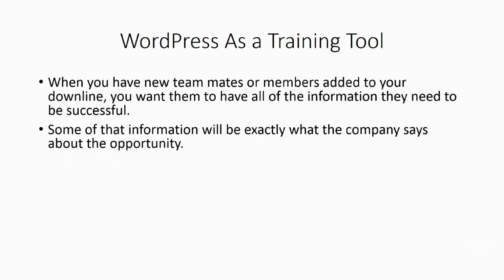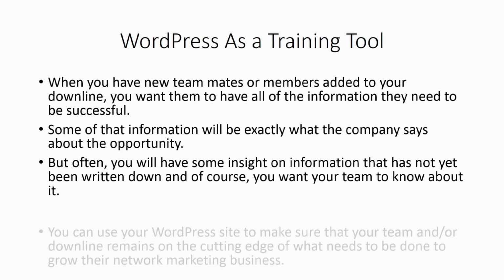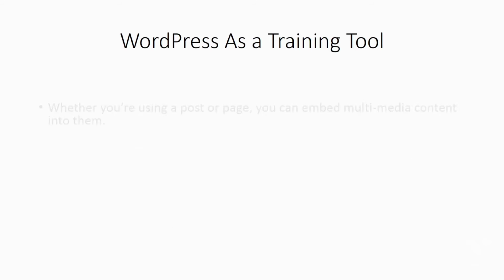Some of that information will be exactly what the company says about the opportunity. But often, you will have some insight on information that has not yet been written down, and of course, you want your team to know about it. You can use your WordPress site to make sure your team and your downline remains on the cutting edge of what needs to be done to grow their network marketing business.